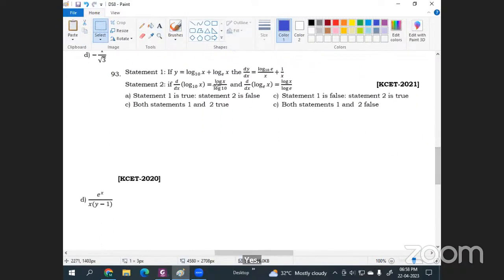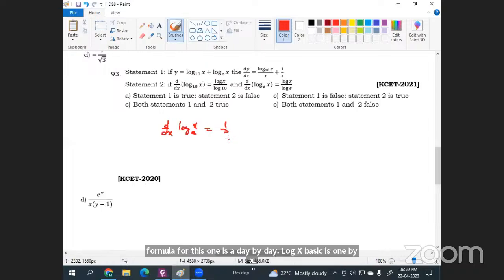Now, if y equal to log x to the base 10 plus log x base e, then dy by dx equal to, this one is correct or wrong, if they're asking. Right? So what we can do is, the formula for this one is dy by dx of log x base e is 1 by x. We know this formula. Correct? 1 by x.